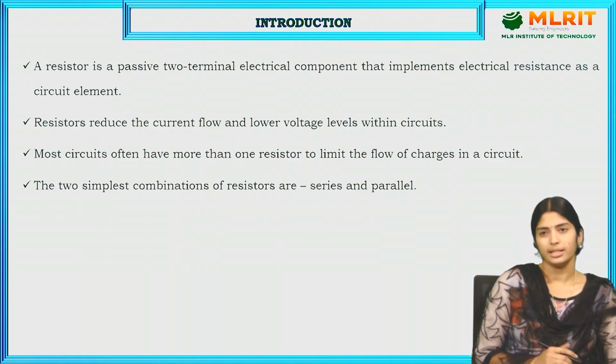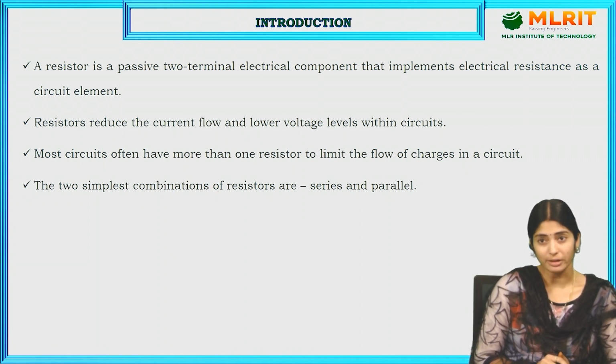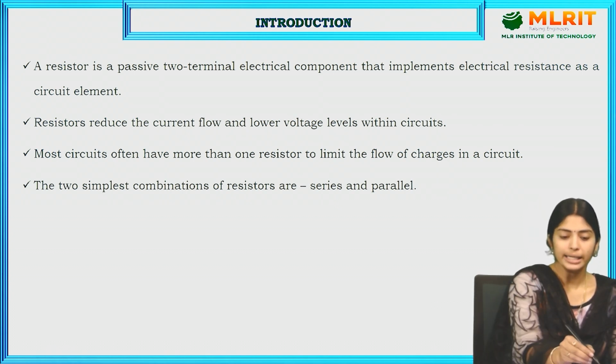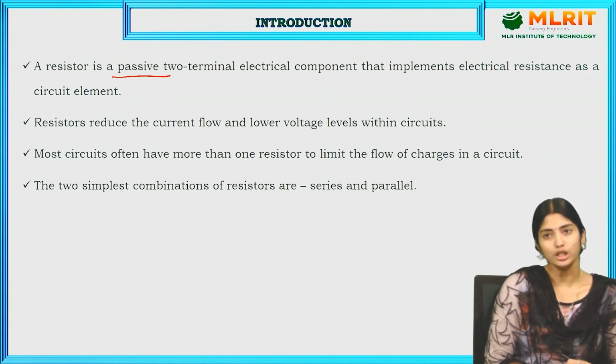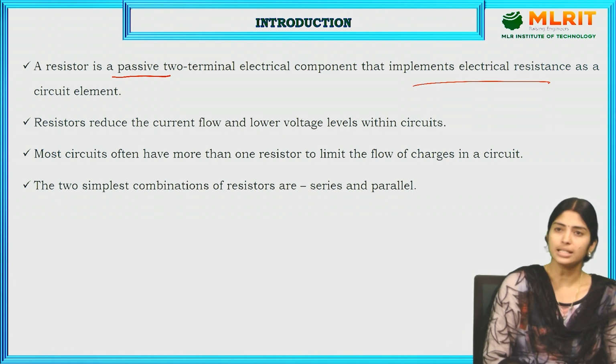So what is a resistor? As I explained in the previous video, I told you about the passive elements. So what is a passive element? The elements which have the capability of receiving electrical power are called passive elements. Examples of passive elements are resistors, inductors and capacitors. A resistor is a passive element and it is a two-terminal electrical component, meaning it has two terminals, and it implements electrical resistance as a circuit element.